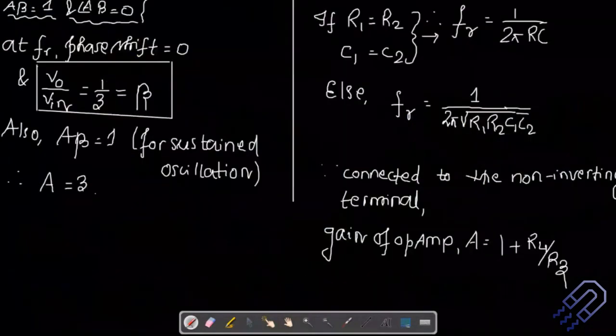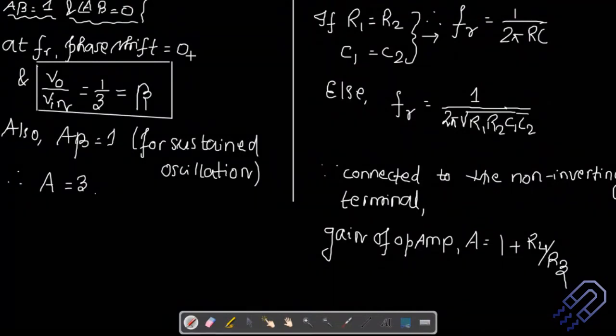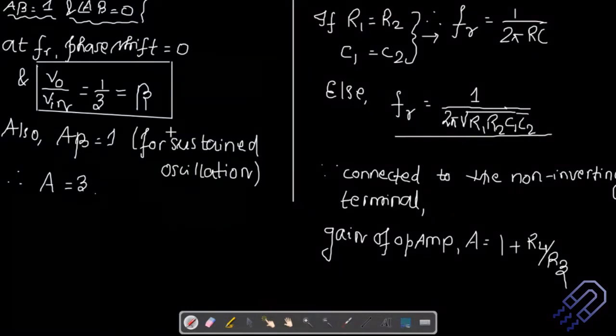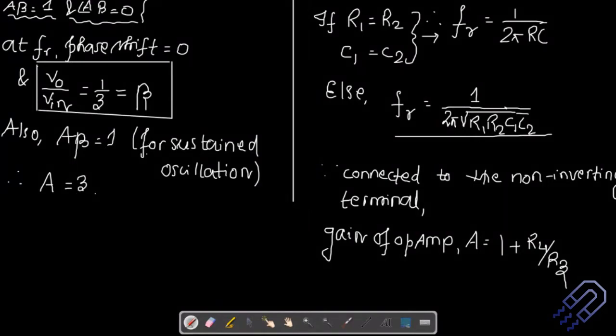What we see is that if the Barkhausen criterion needs to be satisfied, at the resonant frequency the phase shift must be equal to zero. That resonant frequency is this, which you want to find out. And of course, if we look at the output by input, that means the beta value, it is 1 by 3. So this is also something which we are going to derive. If beta is 1 by 3, A would be 3.